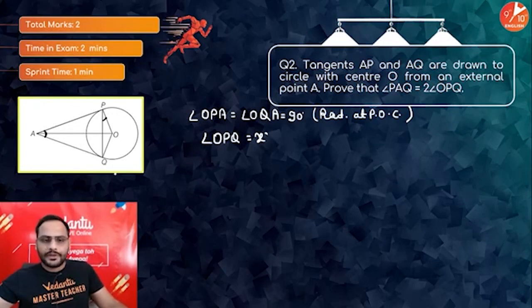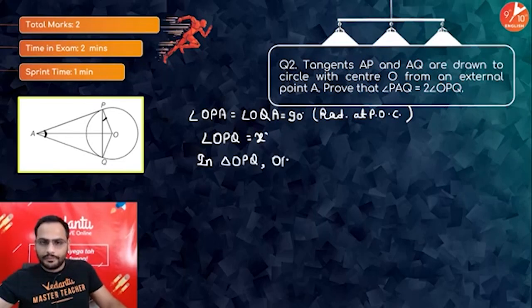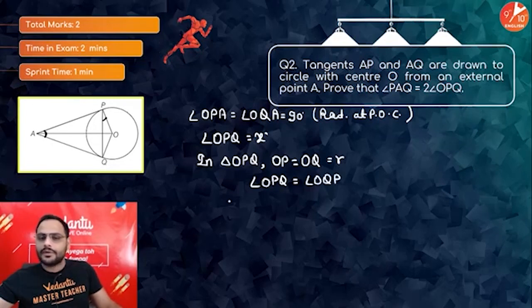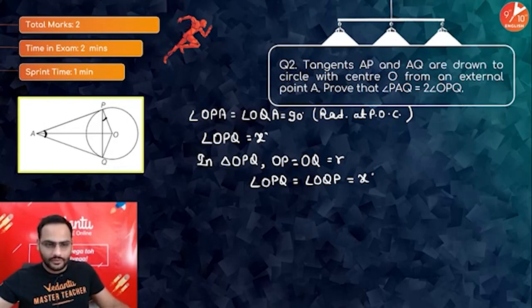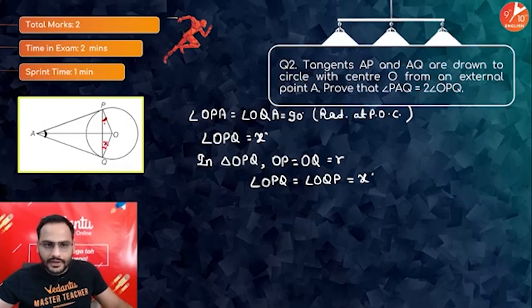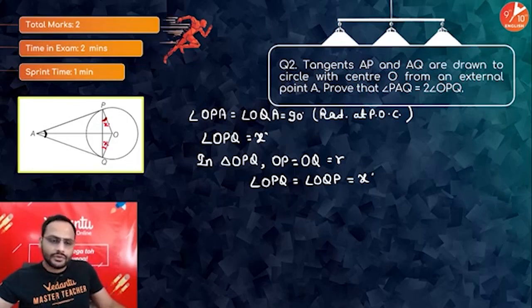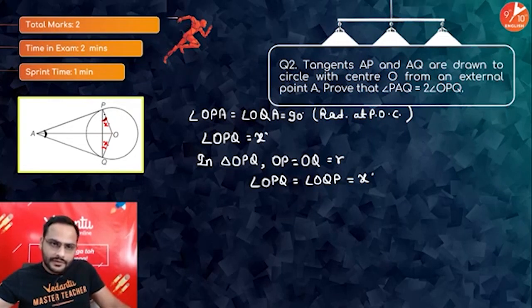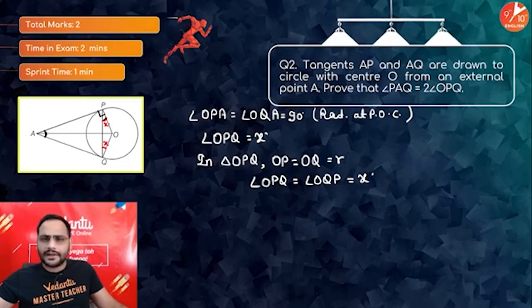Okay? If angle OPQ is X degree, now I can say, sir, in triangle OPQ, you know OP is equal to OQ because both belong to radius. And if two sides are equal, we can say angle OPQ will be equal to angle OQP. Both will be equal. Angle OPQ is X degrees, so angle OQP also is X degrees only. So this angle and this angle both are X degrees. You know that this complete angle is 90, radius at the point of contact.